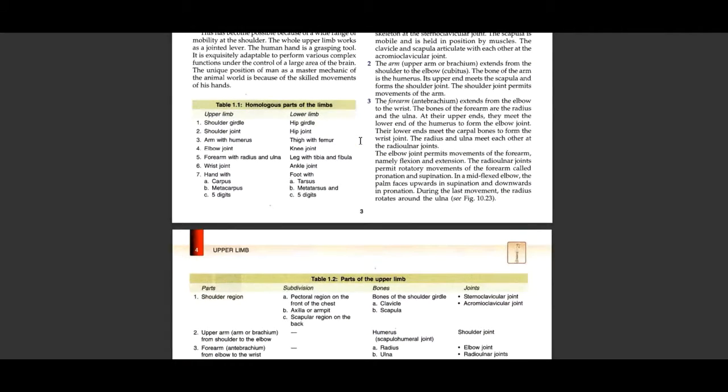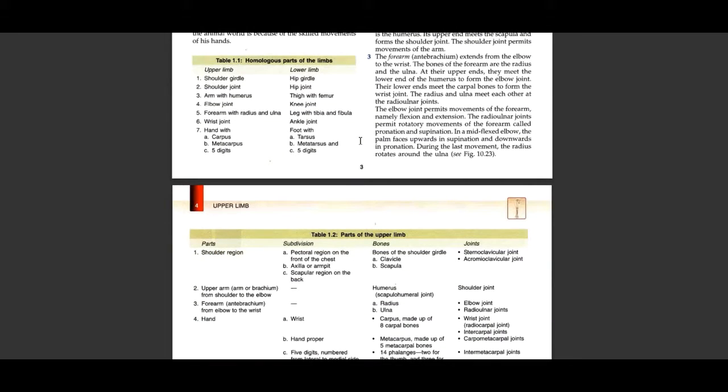Let us see the homologous parts of the limbs. Upper limb and lower limb. Shoulder girdle is homologous with hip girdle. Shoulder joint, hip joint. Arm with humerus, thigh with femur. Elbow joint, knee joint. Forearm with radius and ulna, leg with tibia and fibula. Wrist joint, ankle joint. Hand with carpus, metacarpus, 5 digits. Foot with tarsus, metatarsus, 5 digits.